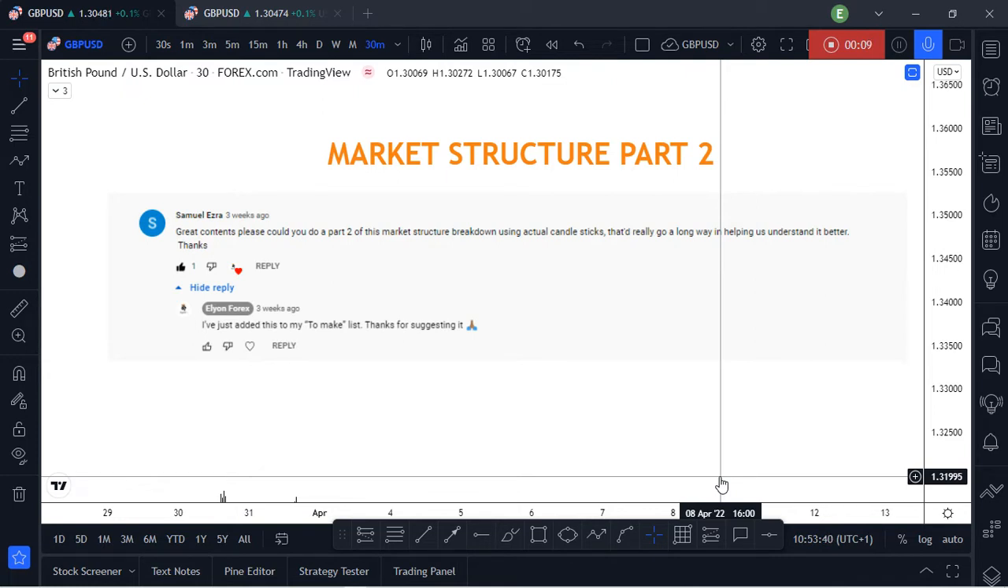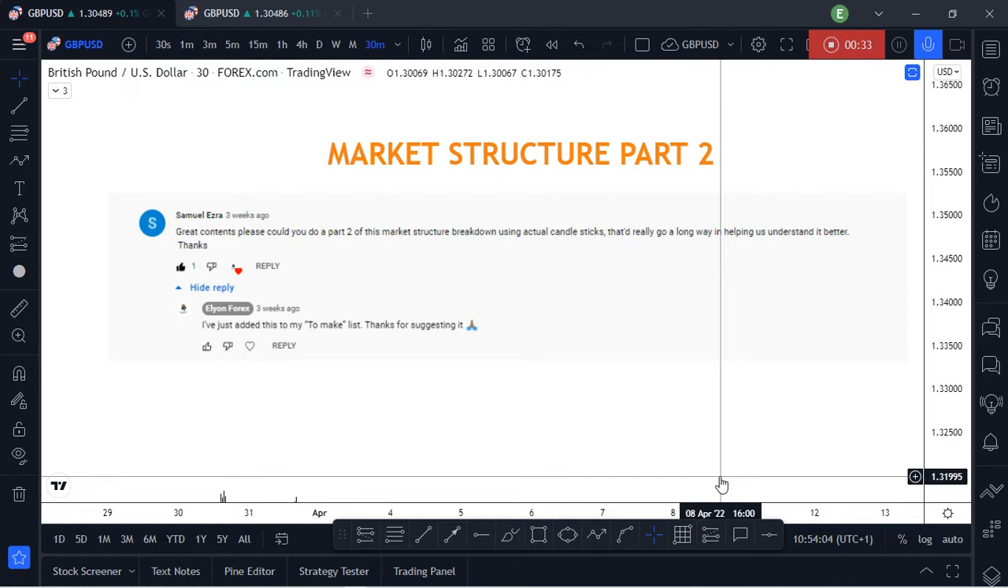So today I'm going to be talking about market structure. If you remember vividly, on this channel, I did a video on market structure and I talked about the basic market structure and the advanced market structure. But my explanation in that video was just based on schematics. I didn't really use charts or candlestick examples.